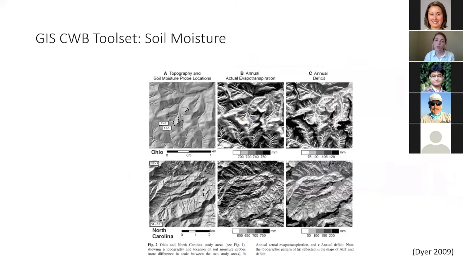So Dyer, the same person who created this GIS toolset, looked at both how it can be used to represent soil moisture as well as tree species distributions. And so in this study, he was looking at soil moisture at two different landscapes, one in Ohio and one in North Carolina. And so he had soil probes throughout these landscapes and showed how soil moisture in the field could be represented by soil moisture from the model. And he was reporting correlation coefficients of 0.92 to 0.97, so pretty high.